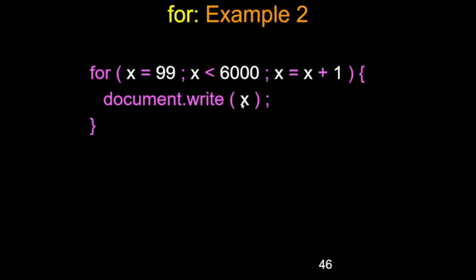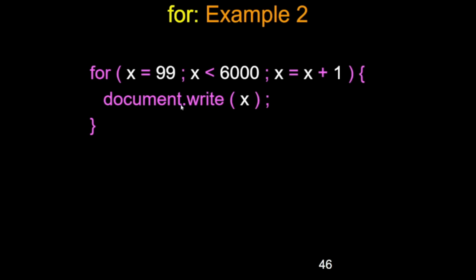Again, it will update the value of x to 100, and 100 is less than 6,000. It will go to the execution statement and print 100, and then update x to 101. Now it will check the condition. 101 is less than 6,000, so document.write x prints 101 on the console. Then it will update the expression to 102, check the condition again, 102 is less than 6,000, and print the value of x, that is 102.